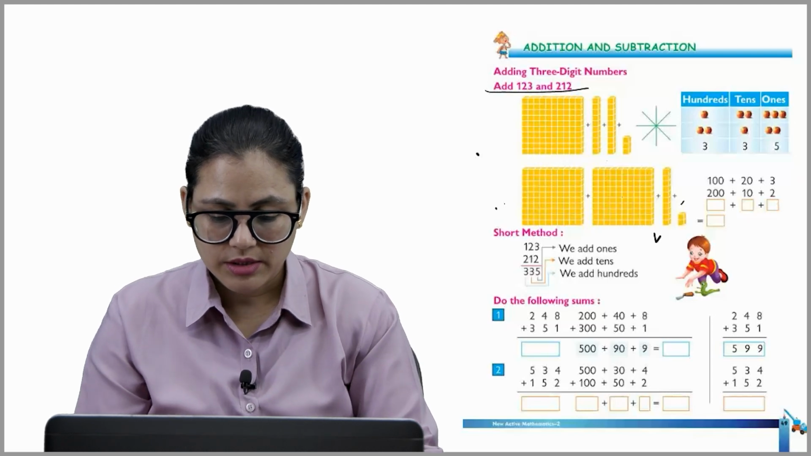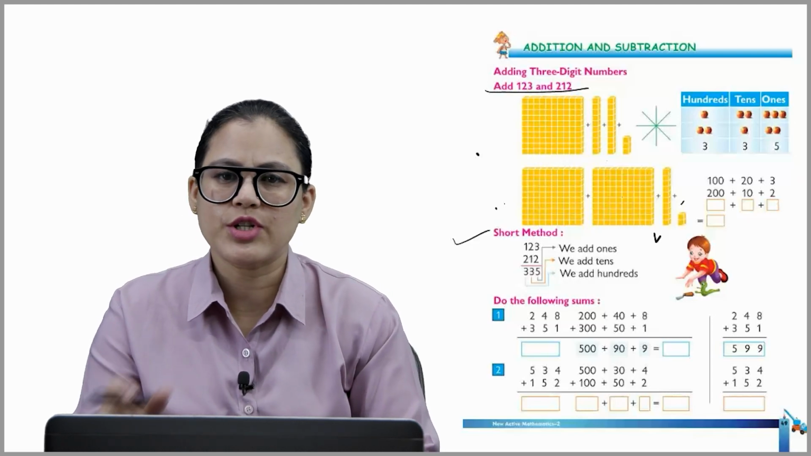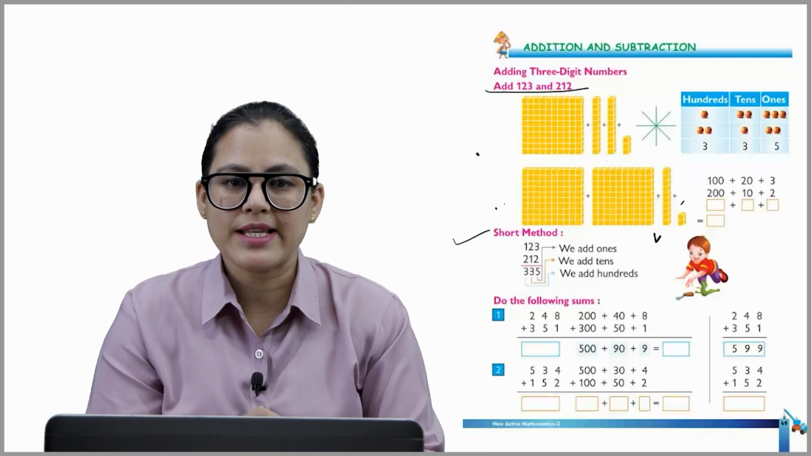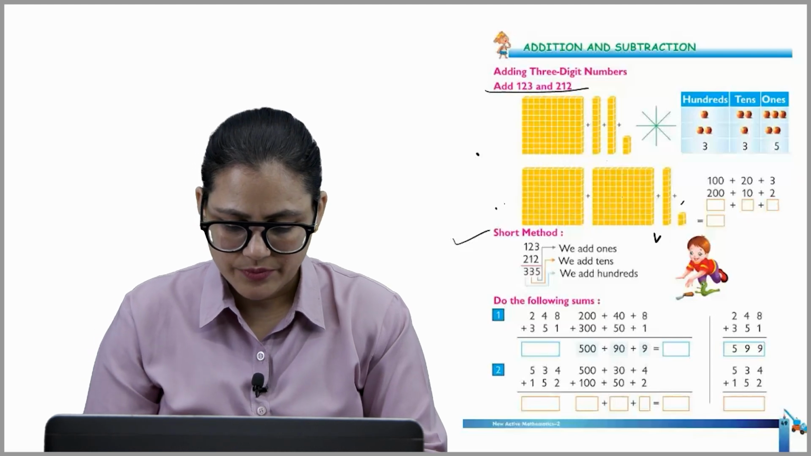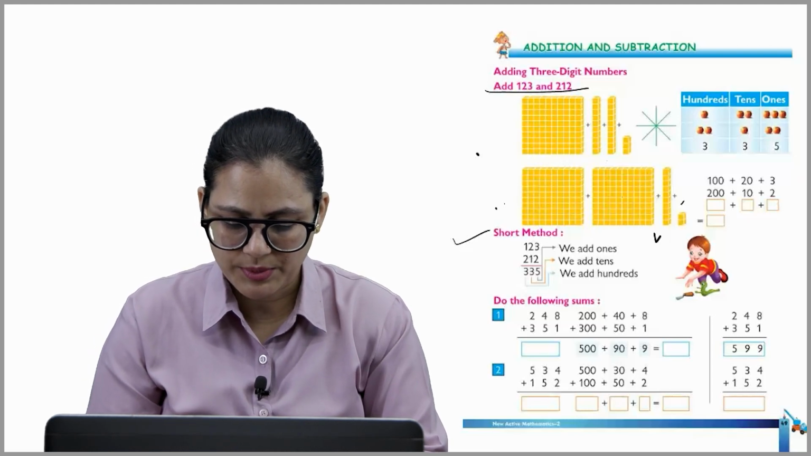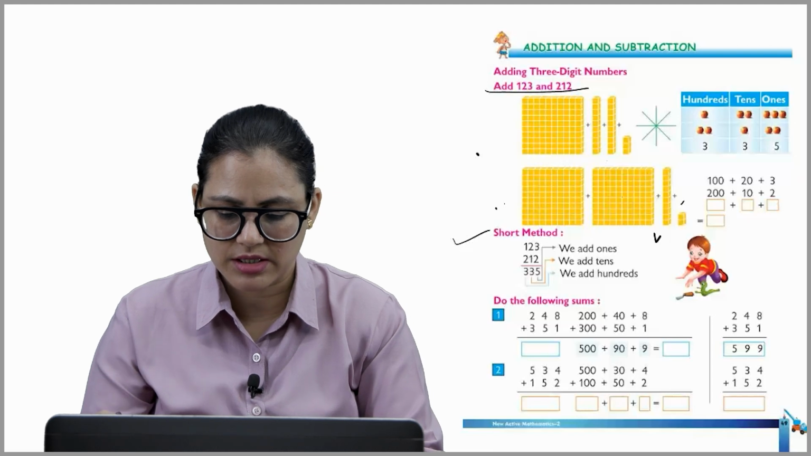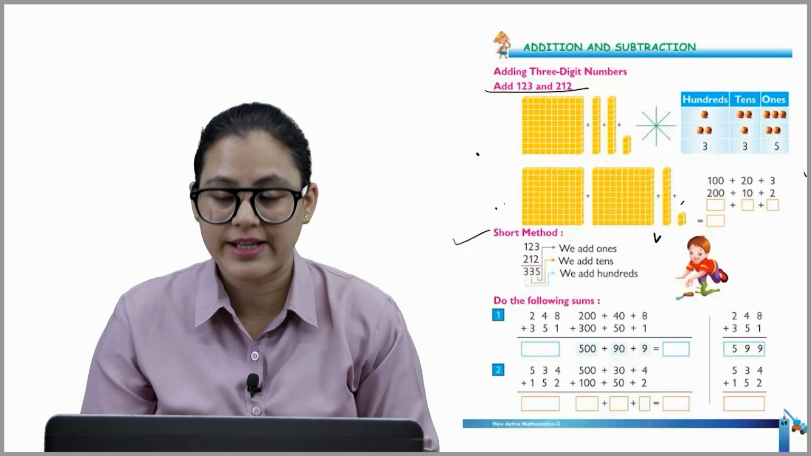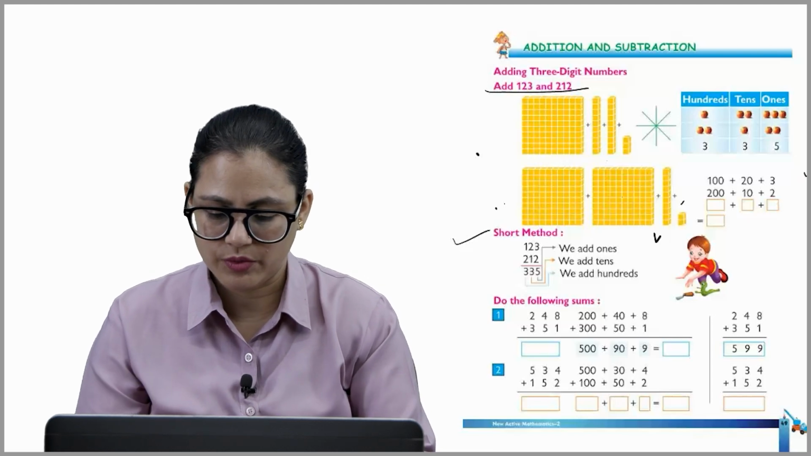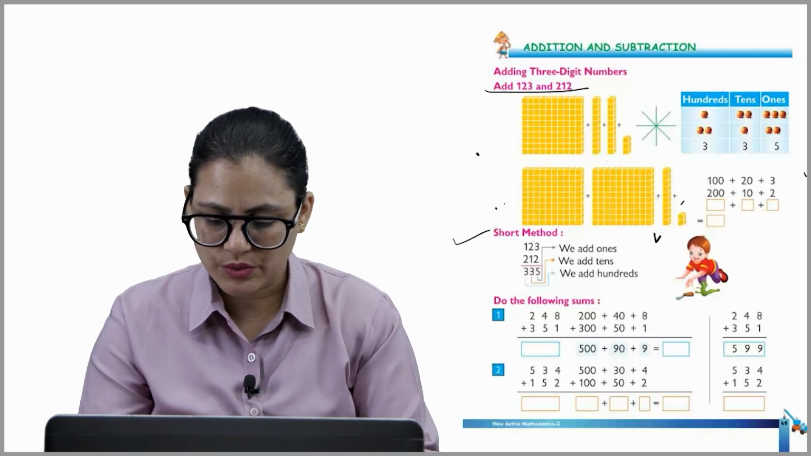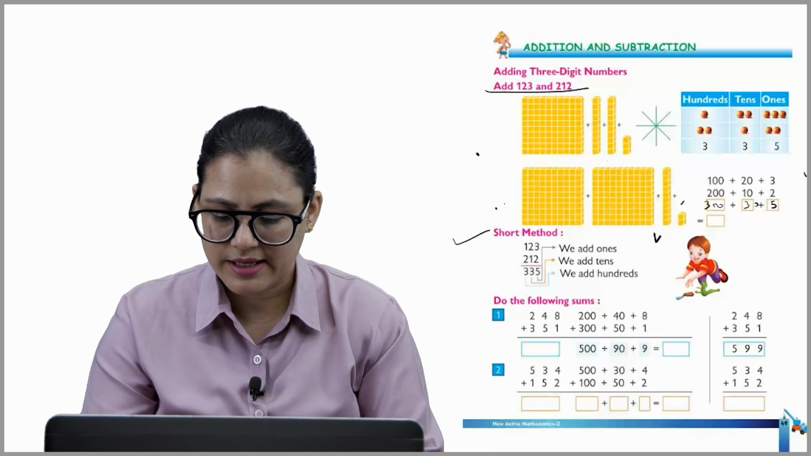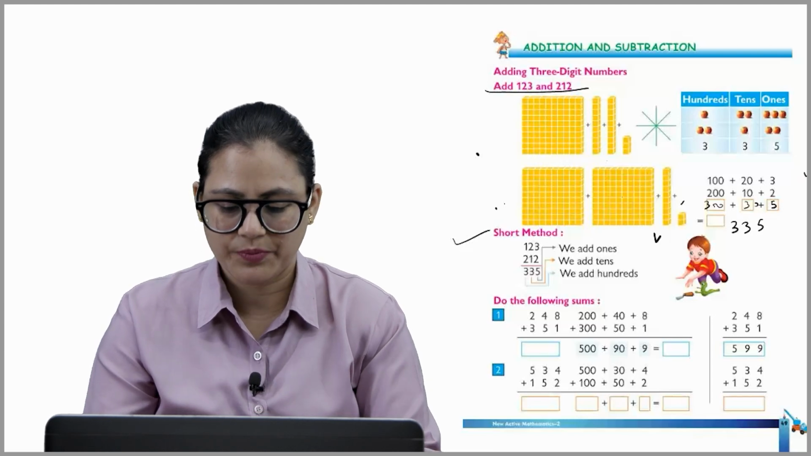So, now, short method. What is a short method? We will just arrange them in columns and then we will add one by one. First, we will add ones, then we will add tens, then we will add hundreds. See, 3 plus 2, 5, 2 plus 1, 3 and 2 plus 1, 3. 335. And this is the expanded form method where we will expand these two numbers and then we will add one by one. Right. 3 plus 2, 5, 20 plus 10, 30 and 100 plus 200, 300, and sum will be 335.